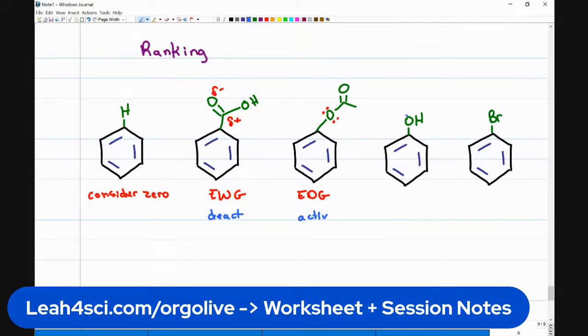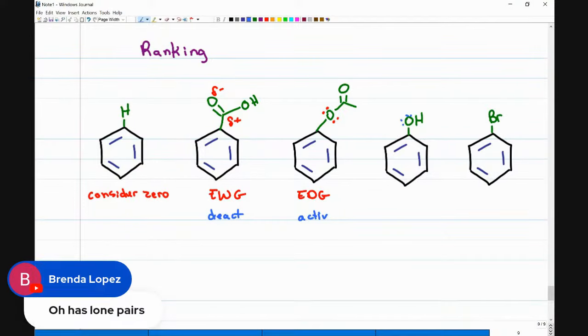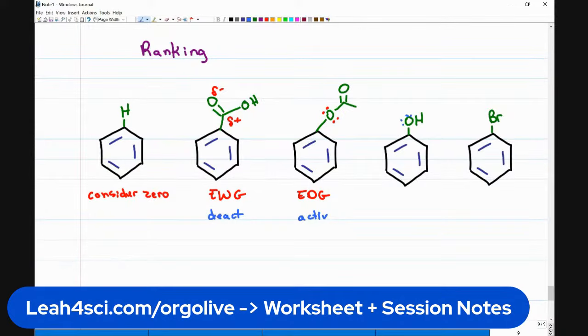The OH we've seen already in the previous examples. It's got the lone pairs. Brenda, exactly. The lone pairs can resonate into the ring. That will stabilize the carbocation intermediate. That will make the reaction go faster. OH is an electron donating group. It is activating. And finally, we have halogen.